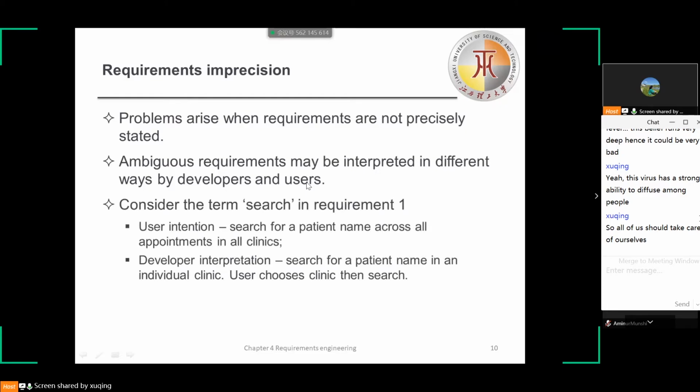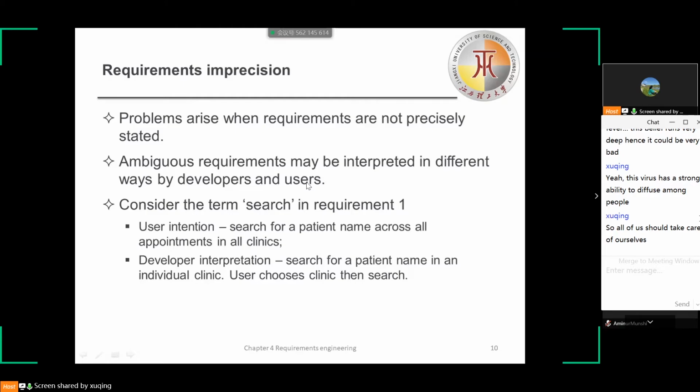As we have said here, for the first requirement, we concentrate on the term search. For the user intention, it may be that we search for a patient name across all appointments in all clinics. And a developer perhaps will interpret it as searching for a patient name in an individual clinic. The user chooses a clinic, then searches. You see here, it's quite different.